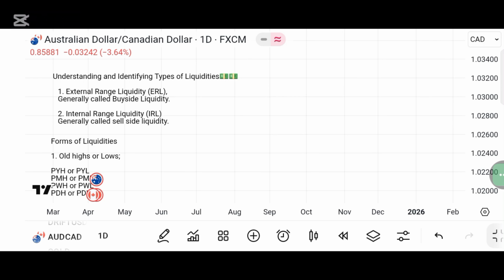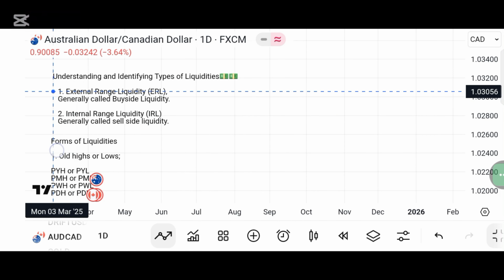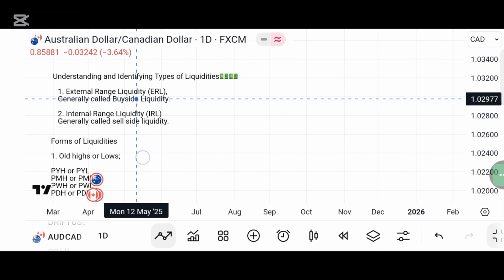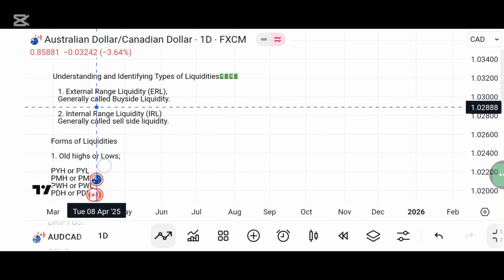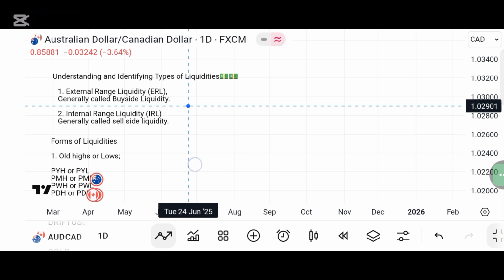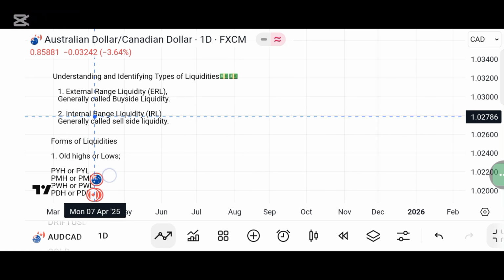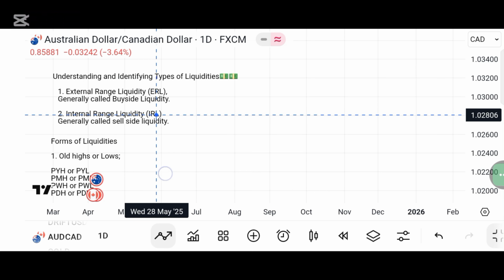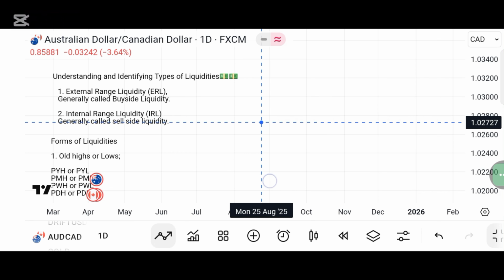In today's video I'll be doing the second part of the liquidity concept, titled understanding and identifying types of liquidity. In a nutshell, in the market there are generally two types of liquidity. The first is the external range liquidity, which most people write as ERL on their chart, and is generally called the buy side liquidity. I'm going to explain. The second type is the internal range liquidity, the IRL, which is generally called the sell side liquidity.